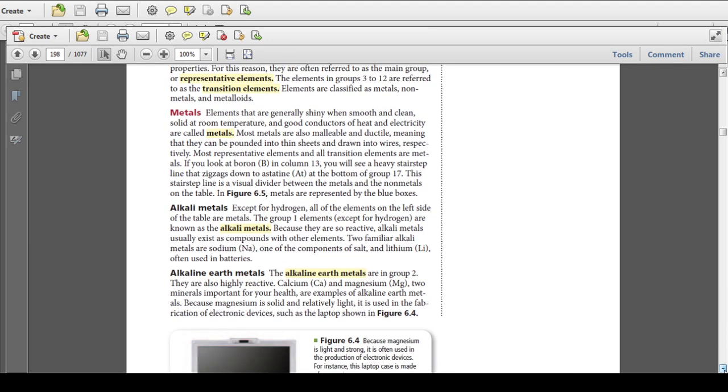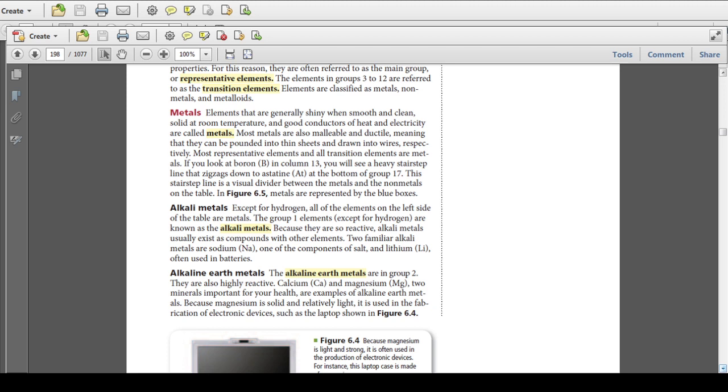Elements that are generally shiny when smooth and clean, solid at room temperature, and good conductors of heat and electricity are called metals. Most metals are also malleable and ductile, meaning that they can be pounded into thin sheets and drawn into wires, respectively. Most representative elements and all transition elements are metals. If you look at boron in column 13, you will see a heavy stair-step line that zigs down to astatine at the bottom of group 17. This stair-step line is a visual divider between the metals and the nonmetals on the table.